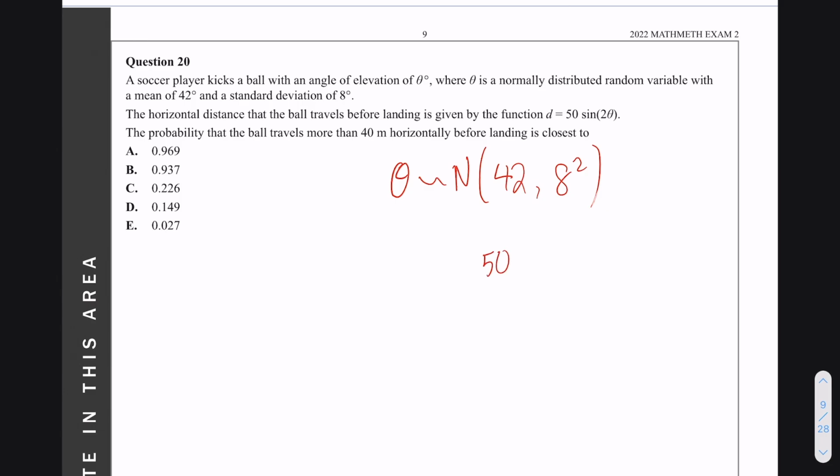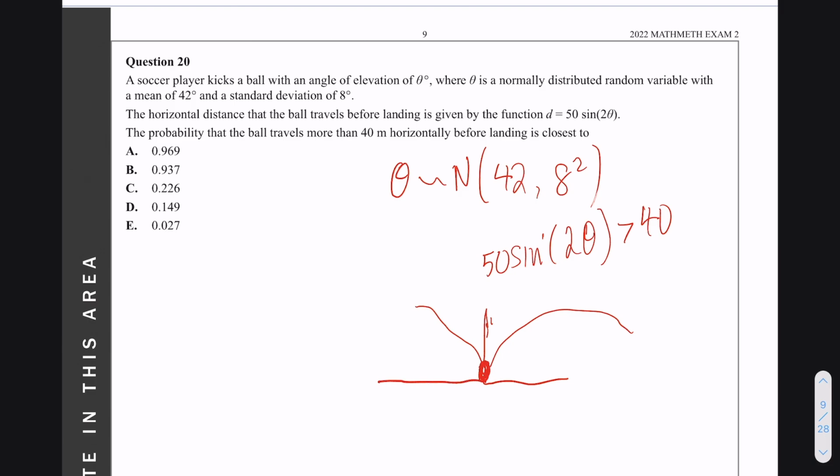So 50 sine 2 theta to be greater than 40. And I'm guessing you're not going to throw, so let's say you're here, throwing a ball like that. So you're throwing it anywhere between 0 and 90 degrees. You're not throwing it backwards. Actually, I guess you could throw it backwards and still get that distance of 40, because distance.